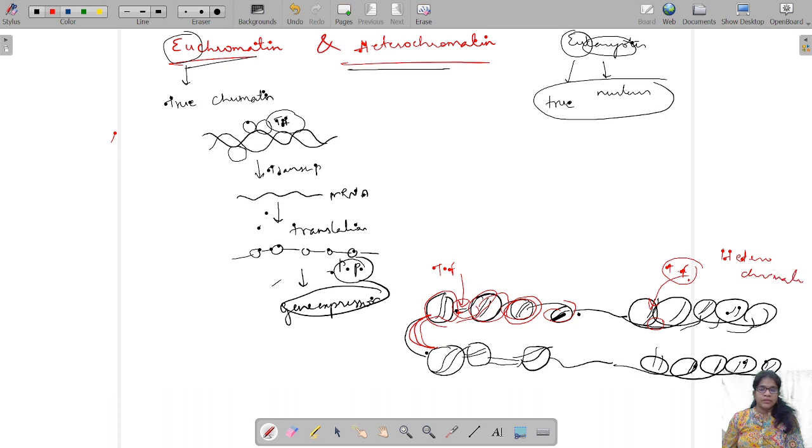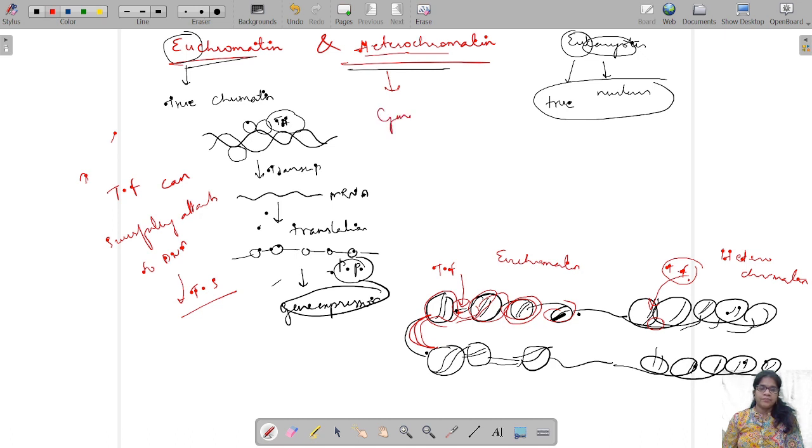So I will tell you the main difference between these two. I told you in euchromatin, there is accessibility, so transcription factors can successfully attach to DNA for transcription and translation. But what happens in heterochromatin? The name itself says hetero, it is genetically inactive.